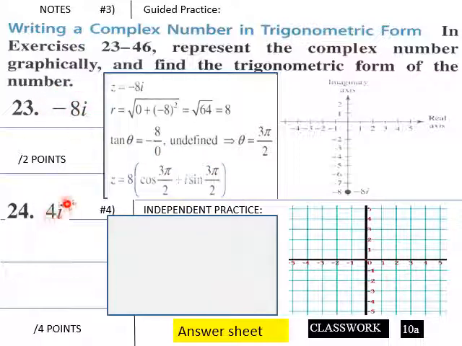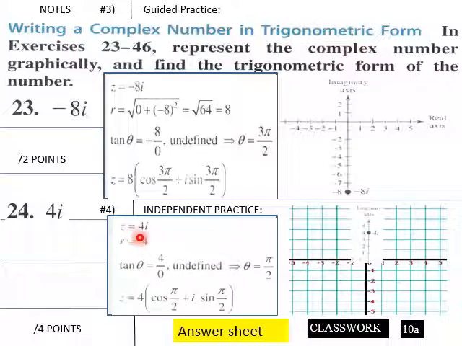And then down here, 4i, this would be the plot for 4i. Then z equals 4i, r would equal 4. Tan would be 4 over 0, undefined, but theta in this case would be pi over 2. So we put the 4 out in front: z equals 4 times cosine pi over 2 plus i sine pi over 2. So there is your page 10a.